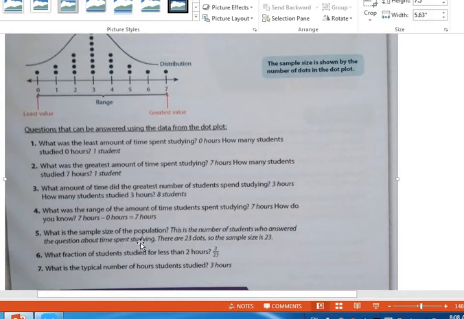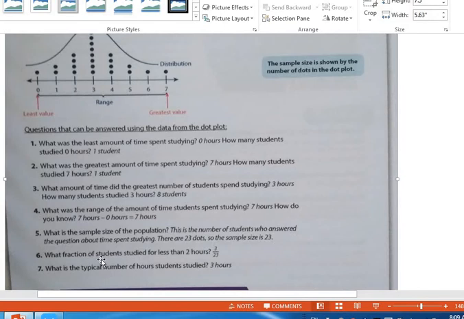What is the sample size of the population? This is the number of students who answered the question about time spent studying. The sample size is the number of students that really answered the question, even if they didn't study at all. So there are 23 dots here. If you count the dots, you'll find 23. So the sample size is 23.